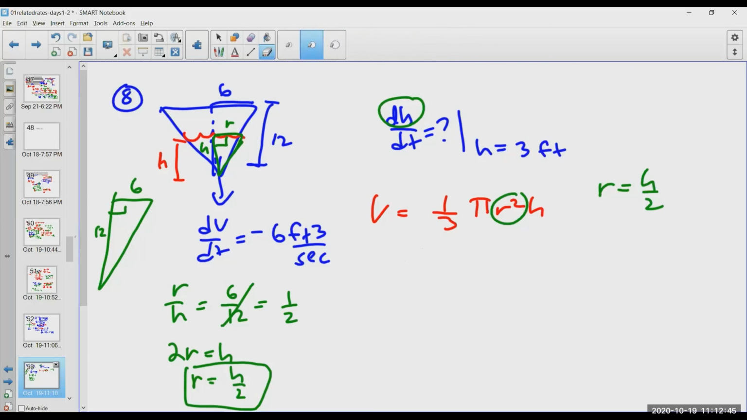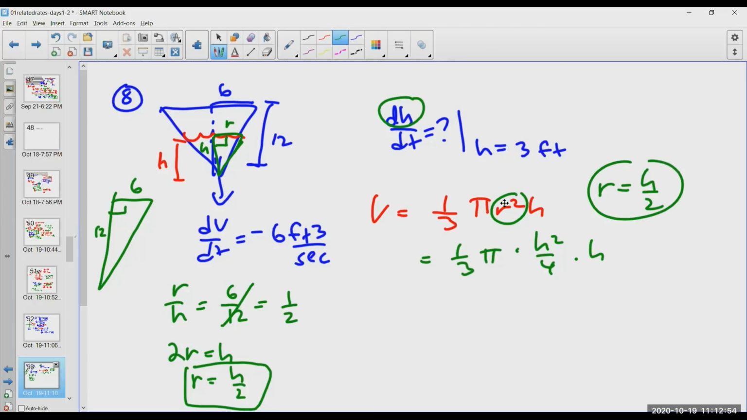Does anybody know? Are you guys good? It's H squared over 4, right? So I'm just replacing this R squared, okay? And what I did was I changed everything to H's. Now, why is that nice? Because this is really pi over 12 times H cubed. I'm going to leave the H cubed out so that I can take the derivative more easily.